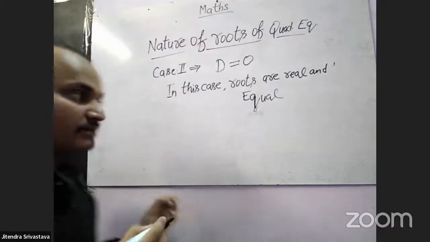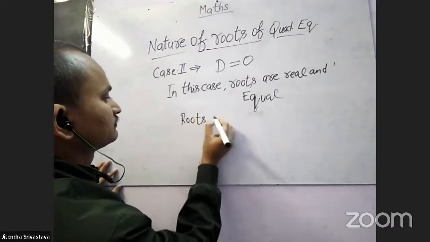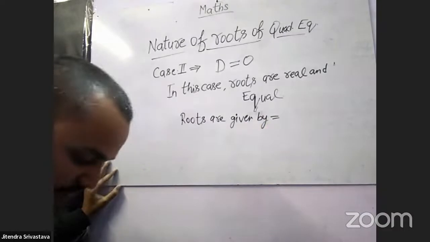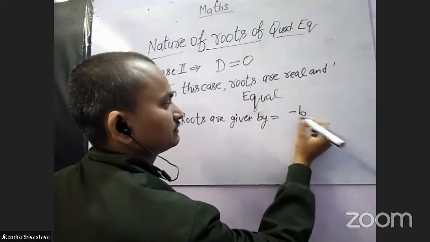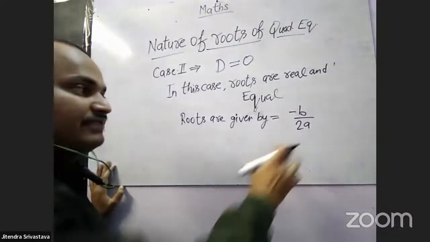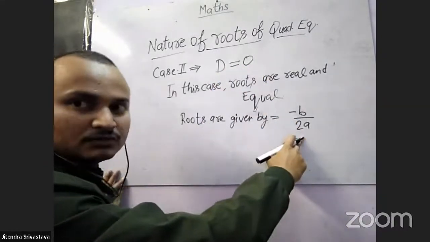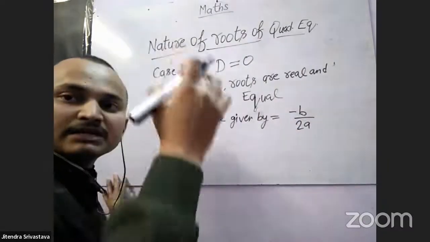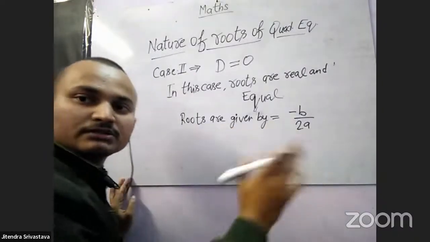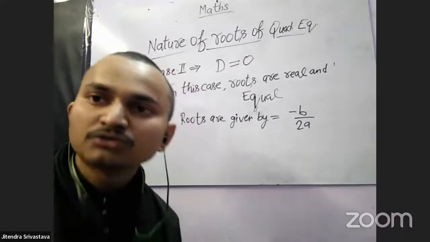And the formula for the root will be minus b upon 2a for both the roots, either for alpha or beta. We have to apply this rule only when the value of d becomes 0. Okay, not the whole rule, minus b plus under root d upon 2a. We will not apply that rule here. We will apply minus b upon 2a for both the roots, either for alpha or for beta. Okay, now moving on to the next case.